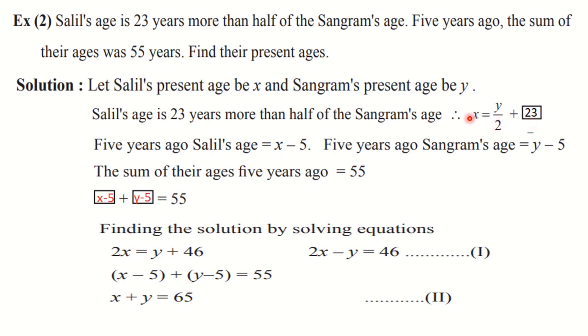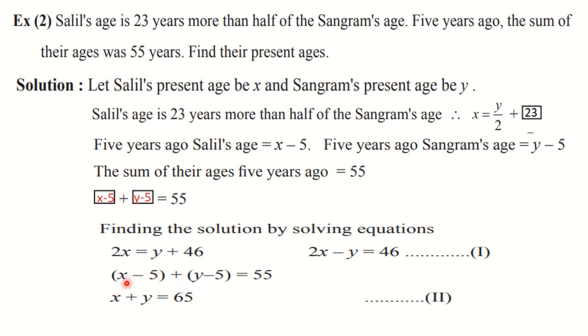So when we multiply here by 2, we are going to get 2x. When we multiply here by 2, 2 will get cancelled and we will get y. And here we will get 46. So see what we got. 2x is equal to y plus 46. Write it in the standard form. That means the variables on LHS and the constant on RHS. So we got the equation as 2x minus y is equal to 46. Number this as 1.